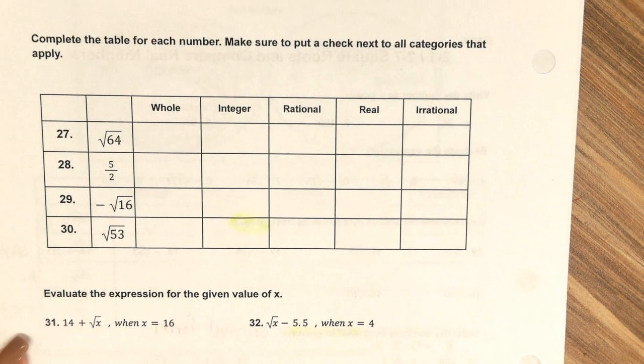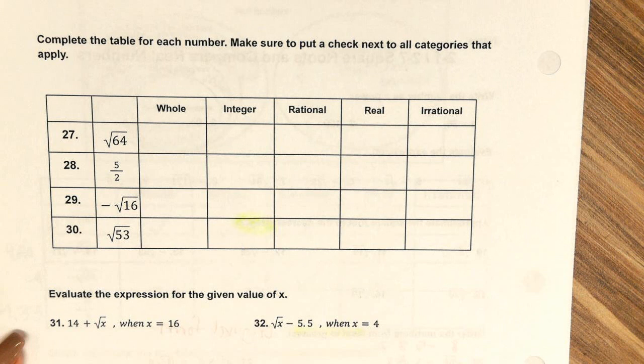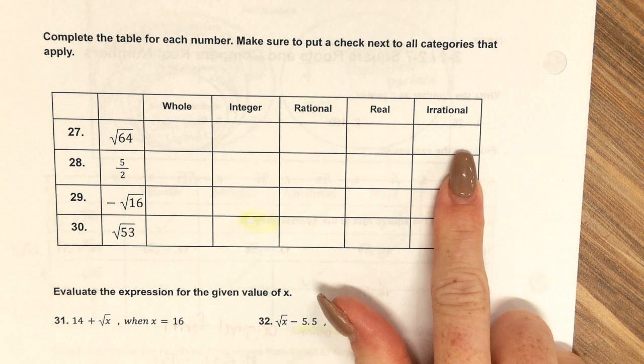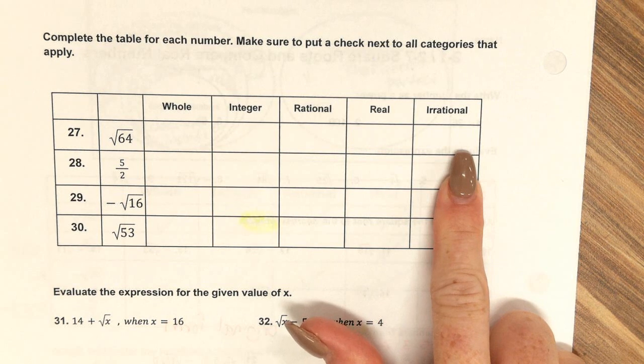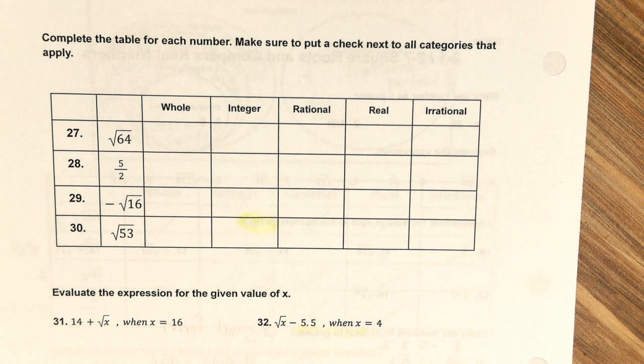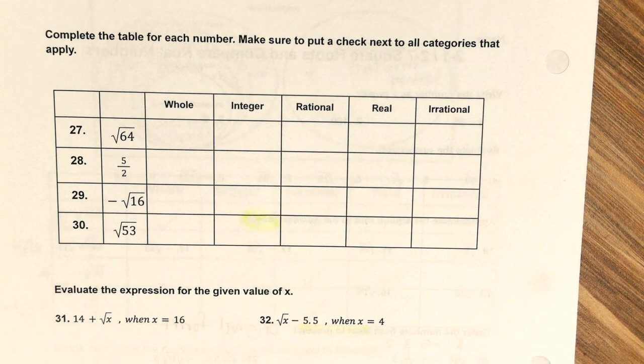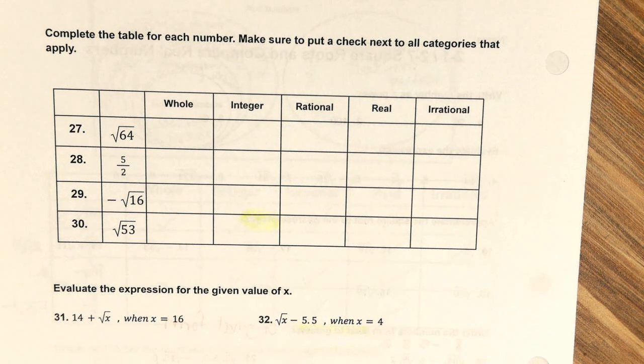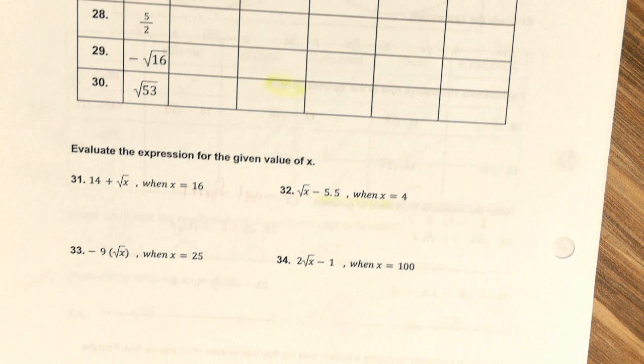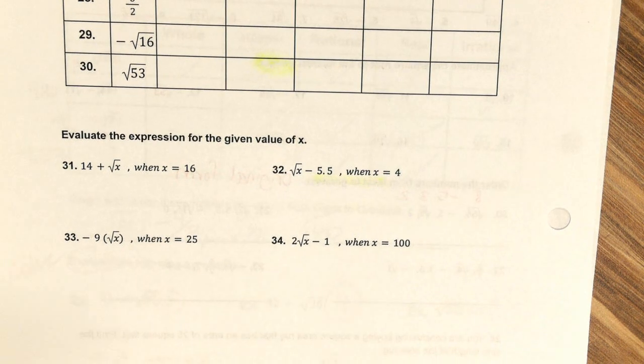Flip to the back. This is just like the notes. Use your notes paper with the chart on it to check mark. Okay? If it's a whole number and you only check whole, then you're missing 3 things. Whole numbers have how many check marks? 4. Does that make sense? Just like your notes. So please use your notes and fill this out correctly. Then at the bottom, you're just evaluating for when the value of x is that number. It's super easy. Get busy. You should finish.